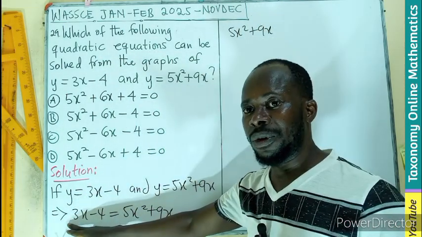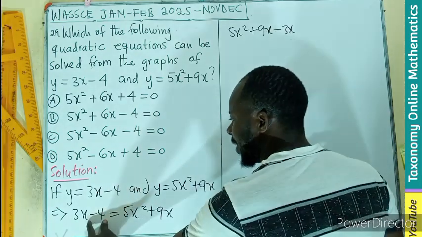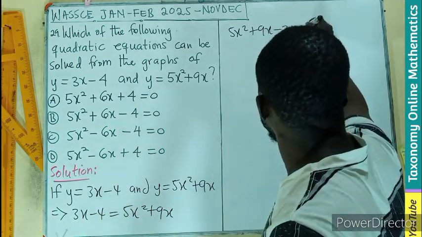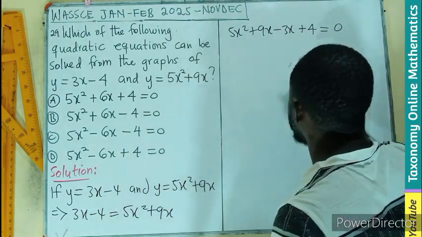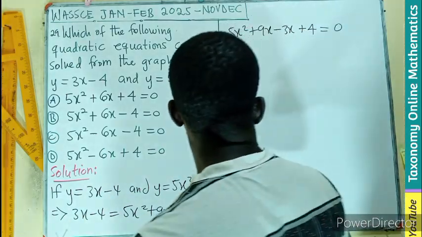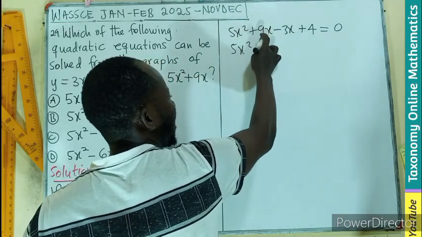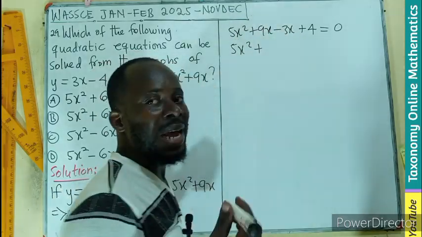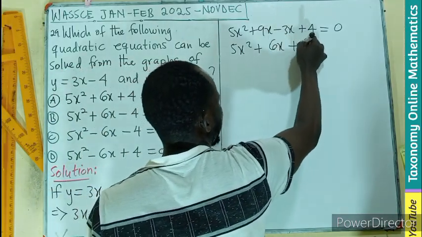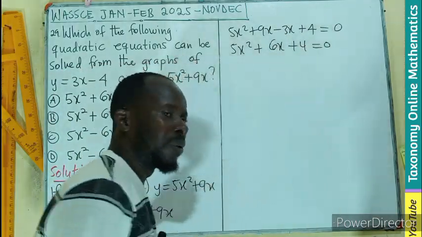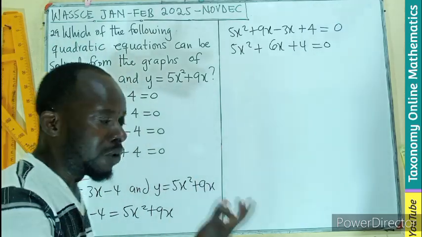This is a positive crossing to become negative 3x, negative crossing to become positive 4, leaving 0 at the other side. Alright, then we can check and see that 5x squared, this is 9x minus 3x, that gives us 6x. Then plus 4 equals 0. This is the quadratic equation that we get after solving this.